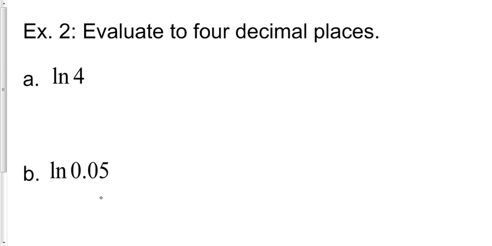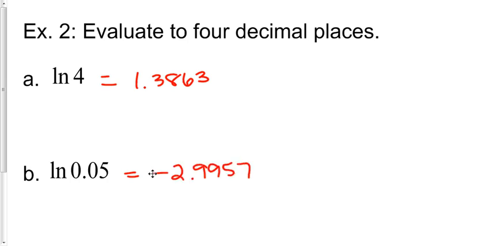Okay, so now let's practice evaluating some natural logarithms. Take the ln of 4. Just type ln 4, and to 4 decimal places, you should get 1.3863. Try the ln of 0.05, and we get negative 2.9957. Now, once you know how to calculate these, of course, we can practice solving equations involving e's and natural logs.